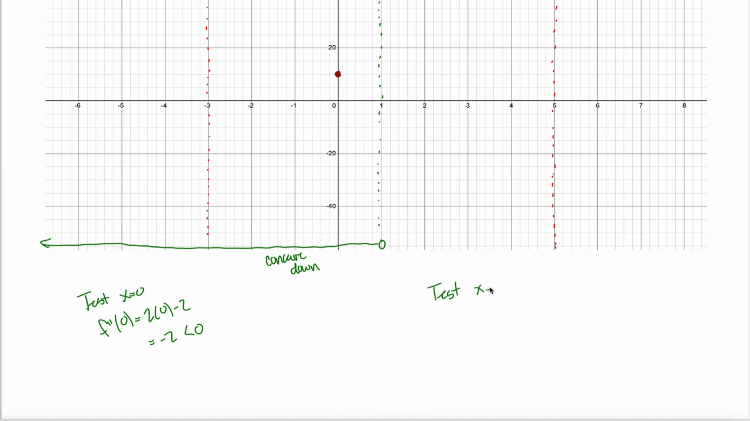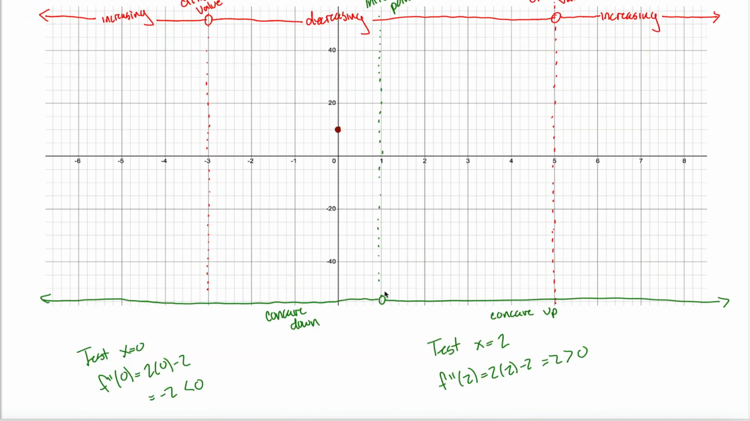And if we test a value greater than 1, like 2, for example, f double prime of 2 is 2 times 2 minus 2, which is equal to 2, which importantly is greater than 0. That means that at 2 right here, my function is concave up, and therefore at all numbers to the right of 1, my function is concave up. And really, it's only at this point where we see that not only was the second derivative equal to 0 here, but my second derivative changed signs at this point, went from concave down to concave up.